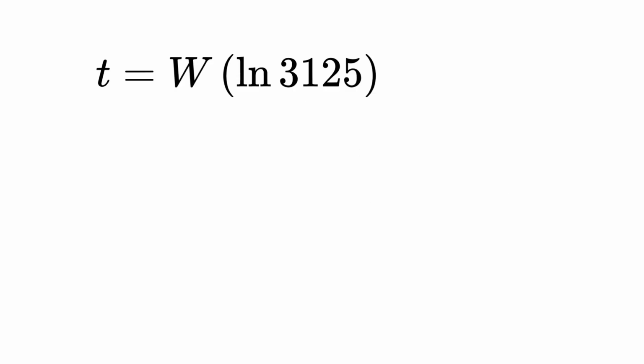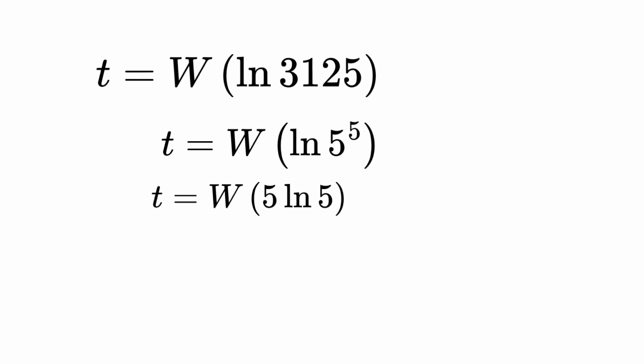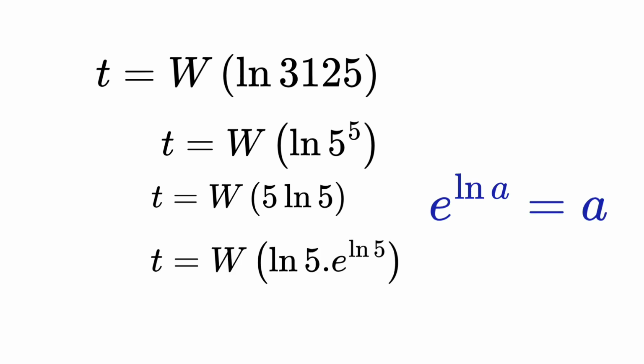So t = W(ln 3125). We can write 3125 as 5^5. This we can write as W(5 ln 5). 5 we can write as e^(ln 5). So the Lambert W function of ln 5 * e^(ln 5) is ln 5.